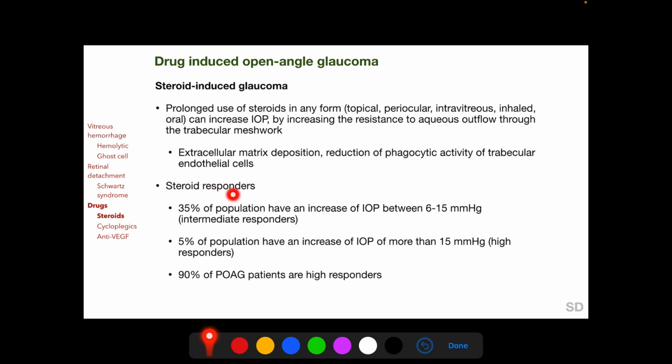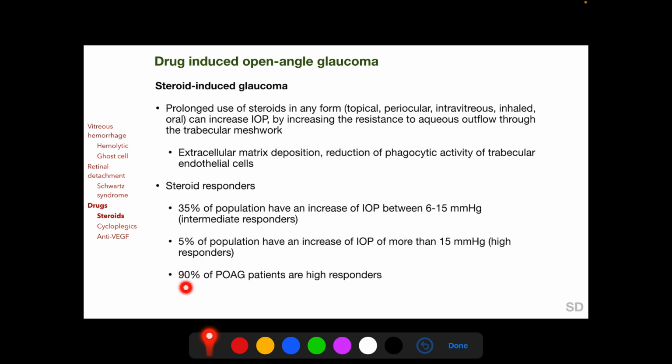Steroid responders are those who have a rise in intraocular pressure following exposure to steroids. It has been seen that following 4 weeks of administration of topical steroids 4 times a day, 35% of normal population have an increase of intraocular pressure by between 6 to 15 millimeters of mercury, and they are called intermediate responders. And 5% of normal population have an increase of intraocular pressure by more than 15 millimeters of mercury, and they are called high responders.